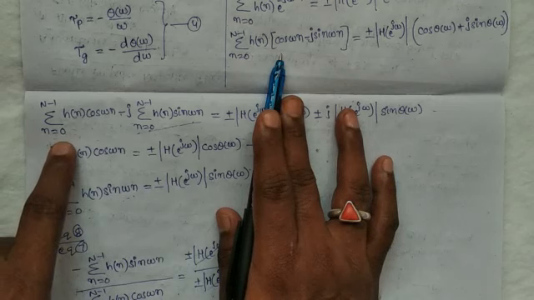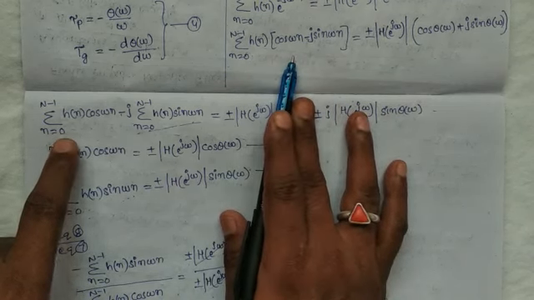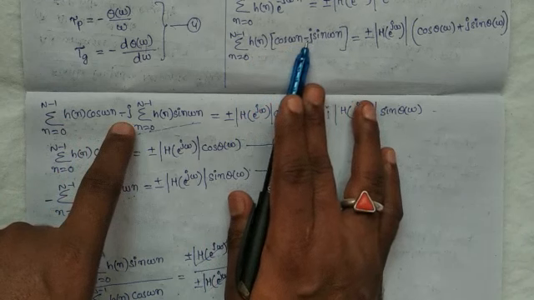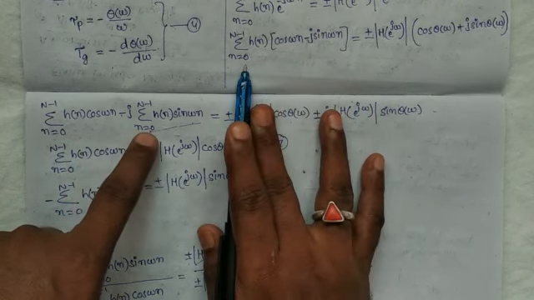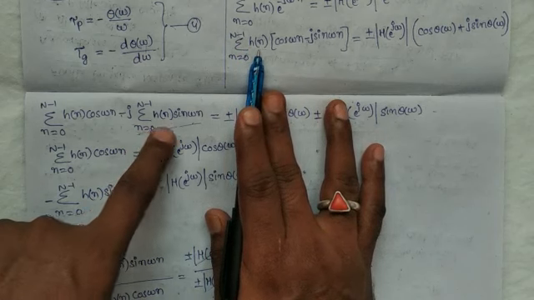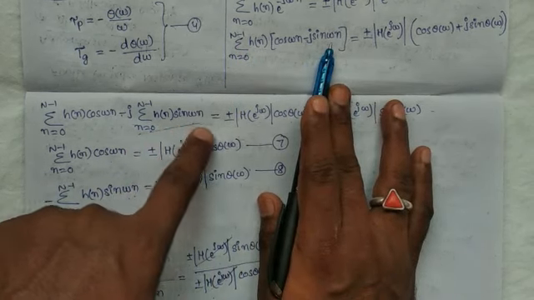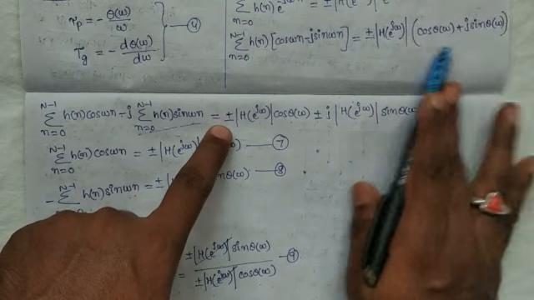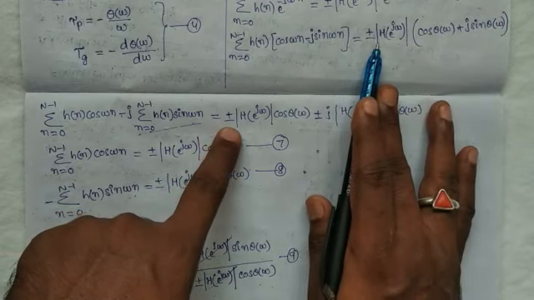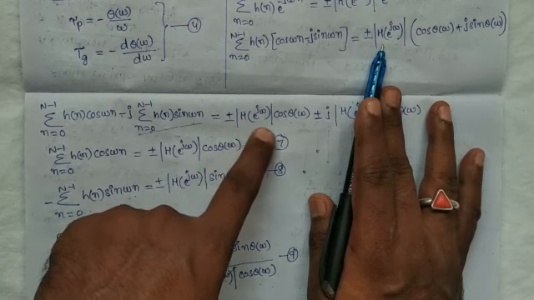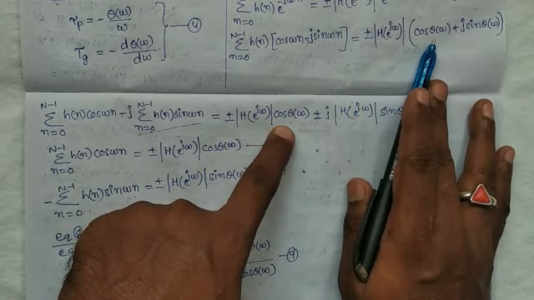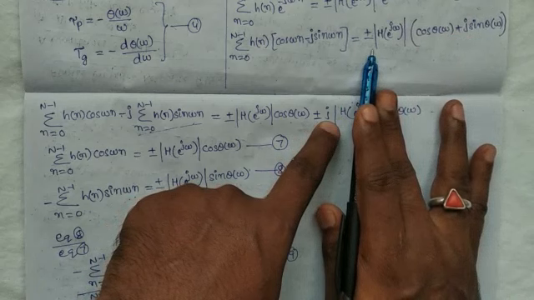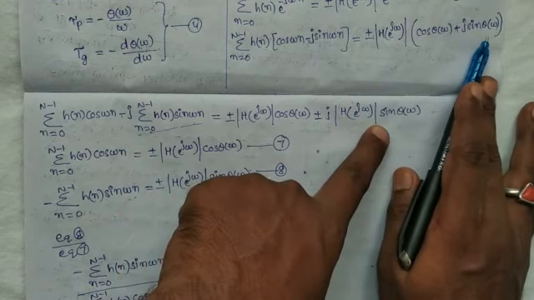The left hand side of this equation can be written as summation n is equal to 0 to capital N minus 1 h of n into cos omega n minus j summation n is equal to 0 to capital N minus 1 h of n into sin omega n, is equal to, similarly, we are multiplying this term with this term and this term, plus or minus mod h of e power j omega into cos theta of omega plus or minus j mod h of e power j omega into sin theta of omega.